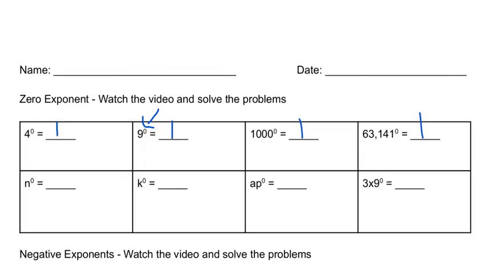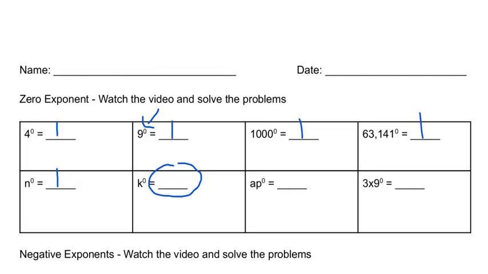And this also holds true for variables. So any letter, the answer is still 1 because you have a 0 exponent. All right, so get an answer here for k to the 0, and then we'll move on to the next one.